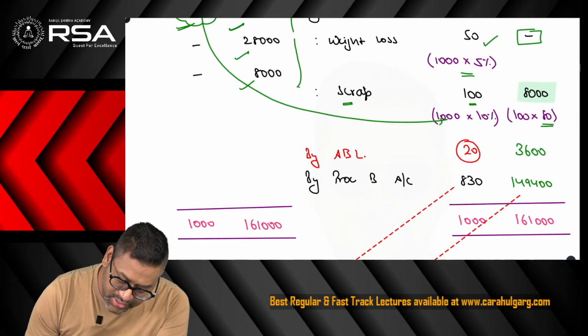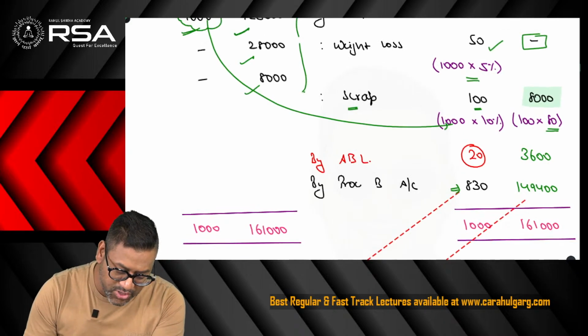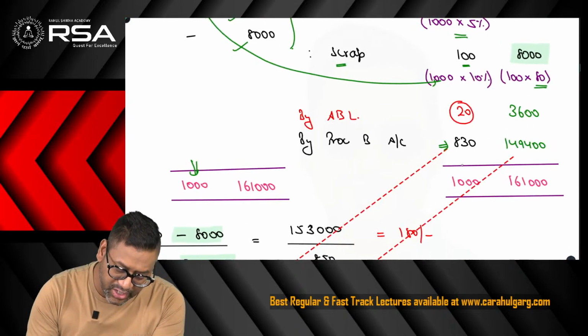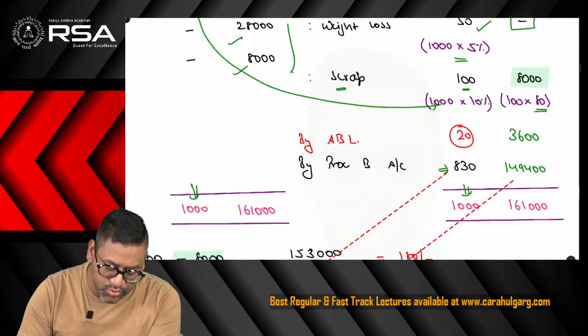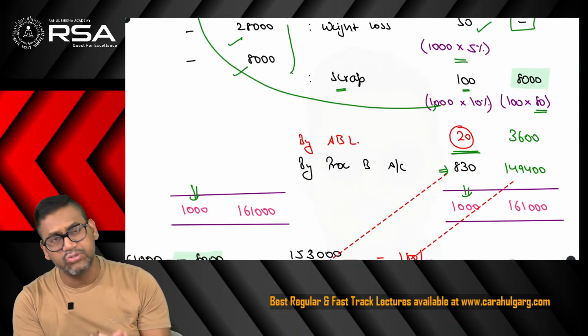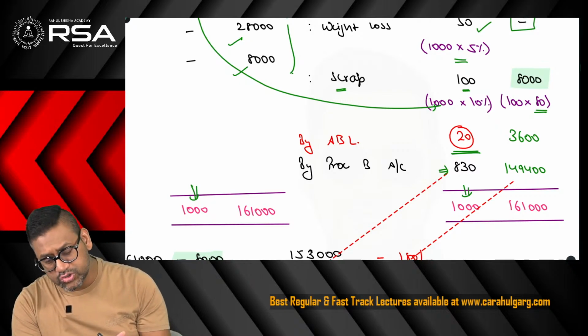And the question said the units transferred to the next process, process B, are 830. As soon as you get this, the total of the units on the debit side is 1000, and on the credit side obviously it has to be 1000. So you see there is a balancing figure of 20 units, abnormal loss, on the credit side. Whenever there is a balancing figure on the credit side, it has to be the abnormal loss, so 20 units.